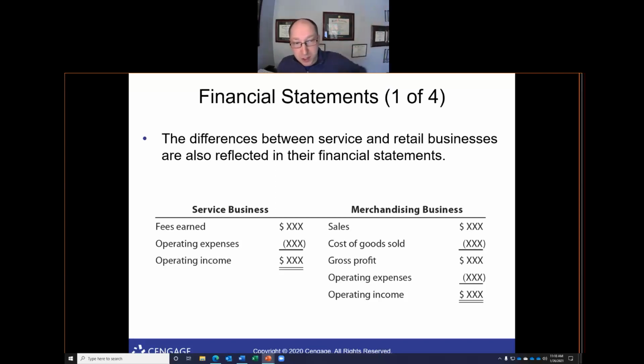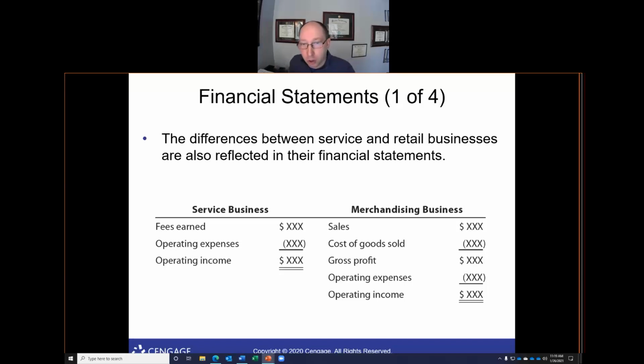For a service business, their revenue is called fees earned. For a merchandising business or retailer, their revenue is called sales. Both a service business and a merchandising business have operating expenses and operating income. Here's the difference. At a merchandising business, we have our sales, then we have this line item called cost of goods sold.